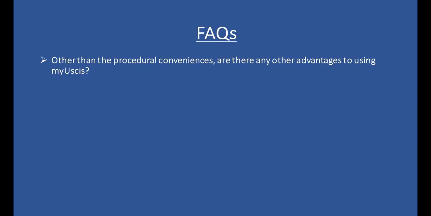Aside from the procedural conveniences, are there any other advantages to using MyUSCIS? Well, yes. One of the benefits of the online portal is how it provides the applicant immediate access to documents. Not only the notices from USCIS, such as receipt notices and requests for evidence, but also copies of the applications that were submitted online. This is particularly beneficial for Afghan TPS if we consider that the majority of them will likely be applying for asylum or some category of adjustment of status.